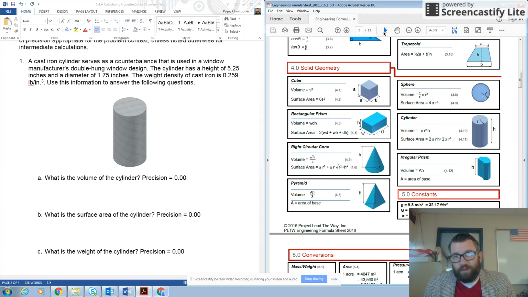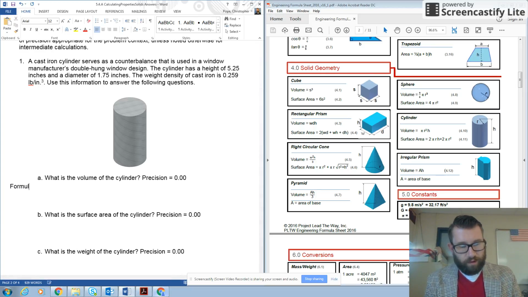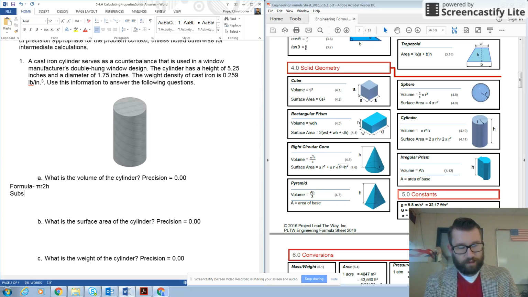As you can see, the volume formula is pi r squared times h. So I'm going to type in the formula, and for pi, I'm going to use alt 227, and r squared h. I always want to write the formula so I understand what I'm solving for. Then the next step is to substitute my known values. In this case, pi stays the same, so I'm going to do alt 227.